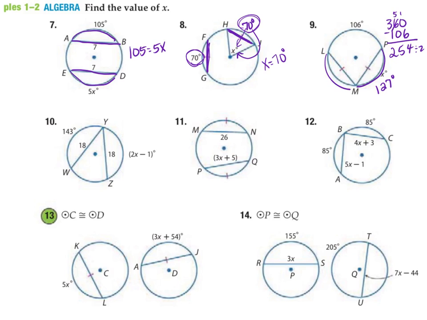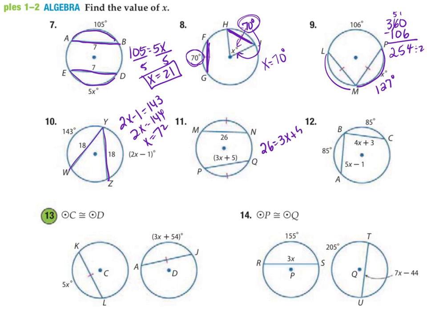Over here, since these are both 18, these two chords are 18, then my two arcs are the same. So x is 72. I'm going to go ahead and divide this out because I hear someone's voice right now saying, I wonder what that equals. Okay. On 11, if my two arcs are the same, my two chords are the same, so x is going to be 7.